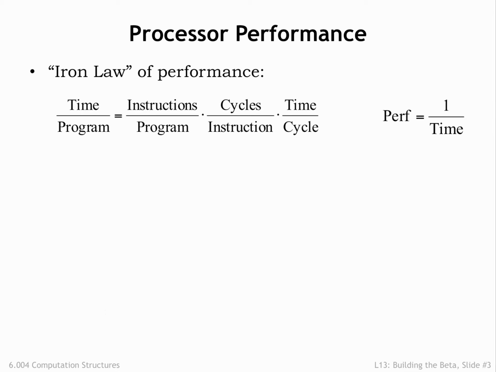The performance of a processor is inversely proportional to the length of time it takes to run a program. The shorter the execution time, the higher the performance. The execution time is determined by three factors. First, the number of instructions in the program. Second, the number of clock cycles our sequential circuit requires to execute a particular instruction.